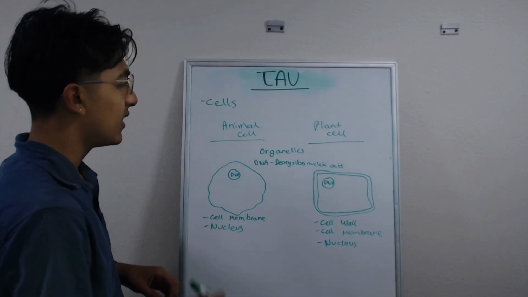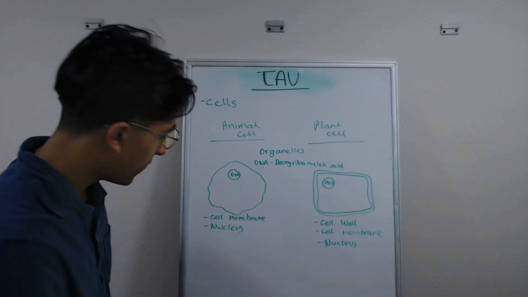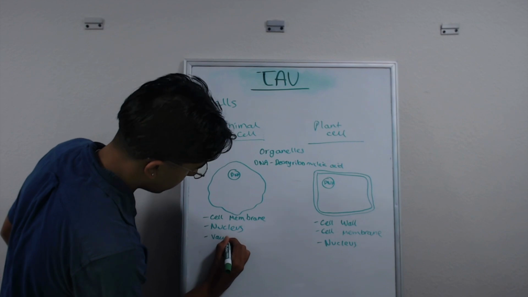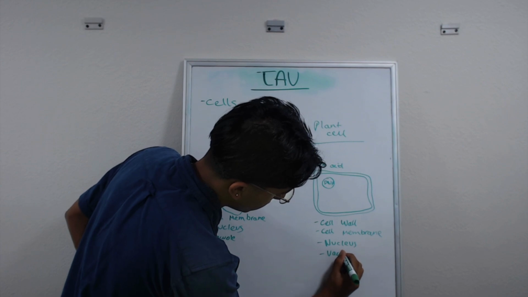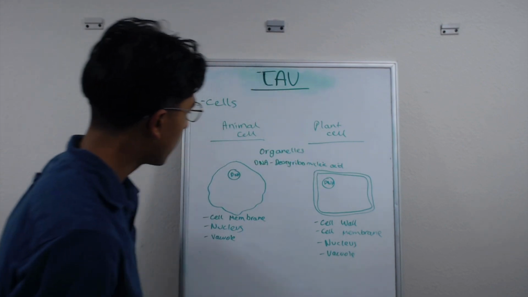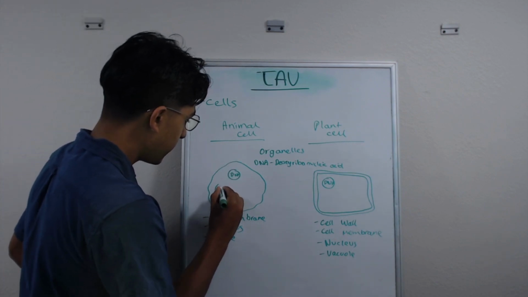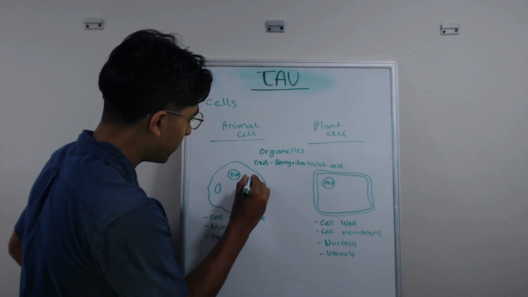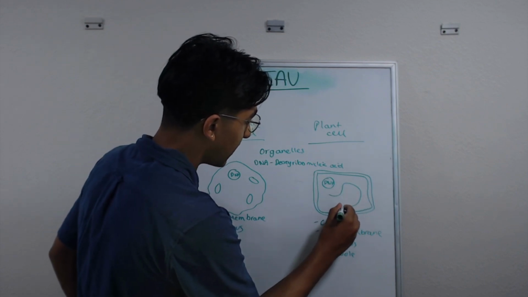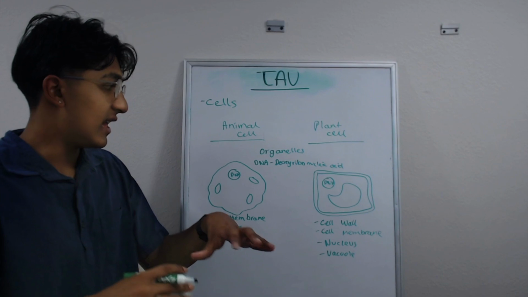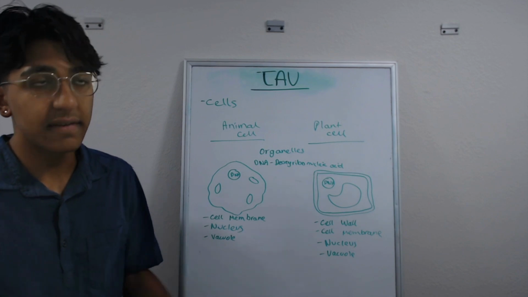Alright, let's go on to the next organelle. This organelle is called a vacuole. Okay, that is spelled vacuole. Now here's the difference between these two cells. Animal cells have small vacuoles spread throughout the cell like this, while plant cells have a large central vacuole. Plant cells need a lot of water to survive, right? Because they need to get their energy from the sun directly.